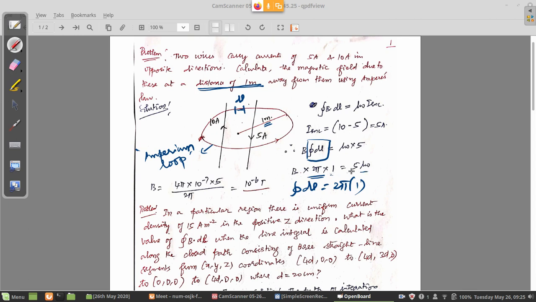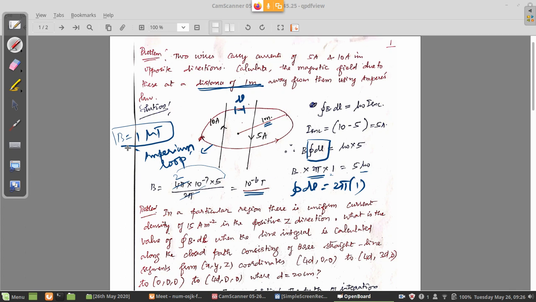Mu naught is 4 pi into 10 power minus 7, into 5 divided by 2 pi. The 2 pi and 4 pi will cancel, you will get a 2. 2 into 5 you will get 10. 10 into 10 power minus 7 you will get 10 power minus 6. So 10 power minus 6 is micro Tesla. So the magnetic field in this case is 1 micro Tesla. That is the answer. This is how you have to apply Ampere's law for a given situation.